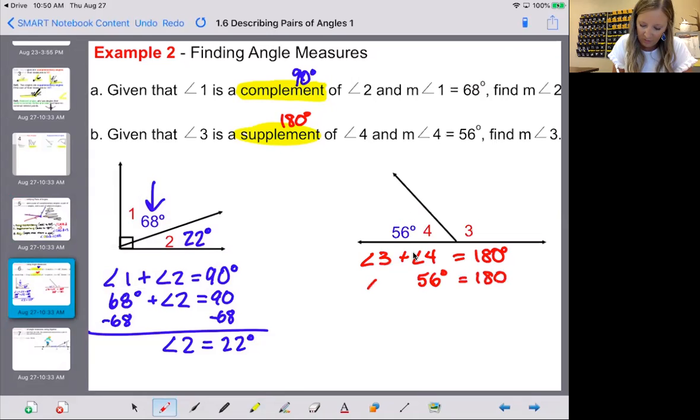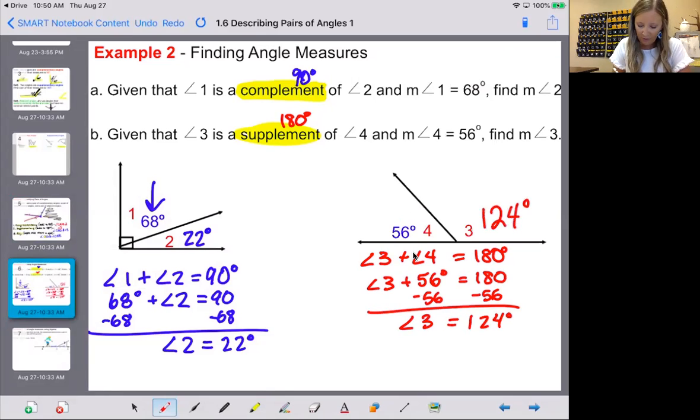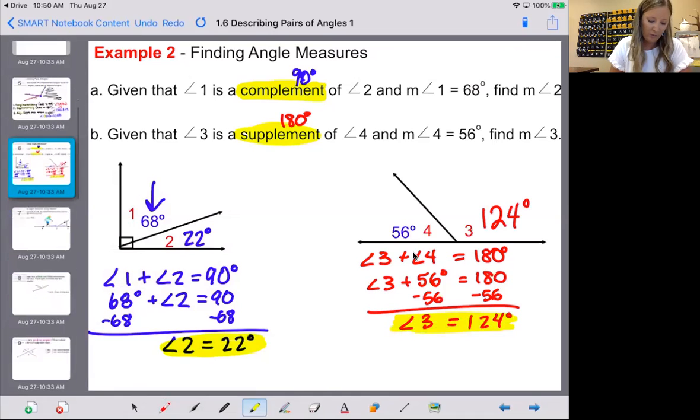And angle 3 is what we are looking for. And so we are going to solve this equation by subtracting 56 to the other side. And so we have angle 3 equals 124. So angle 3 is 124 degrees. And don't forget that degree symbol. That way you get the proper units on there. Okay? So that's how we would use complement and supplement. It just means complementary and supplementary.